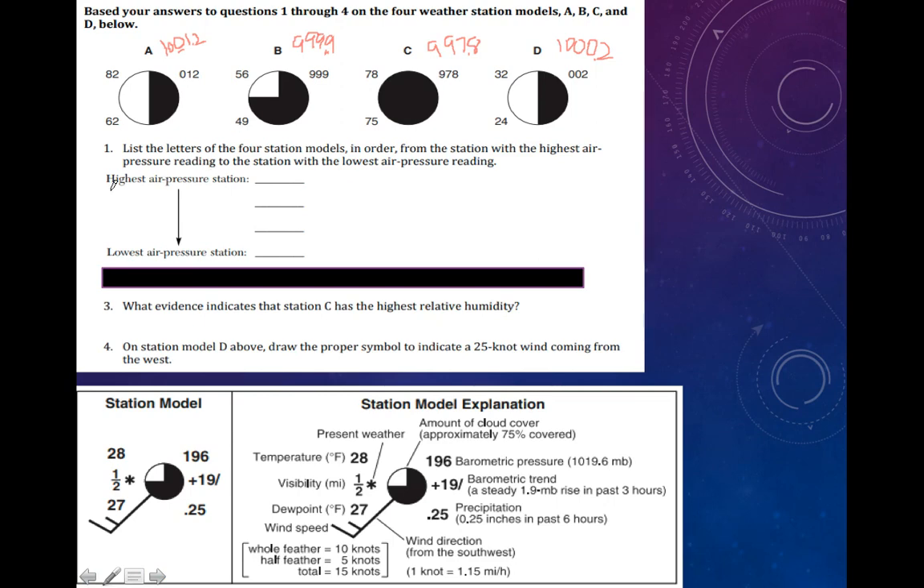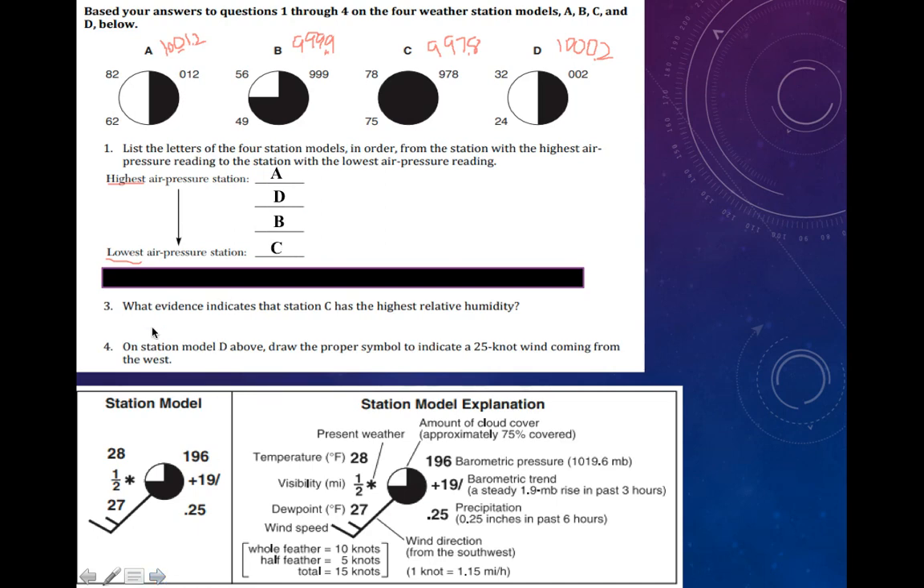So they said from the highest in order to the lowest. So the highest air pressure out of all of them is A, right? Then the next highest is D. Then B is the next highest. And out of all these, C is the lowest.